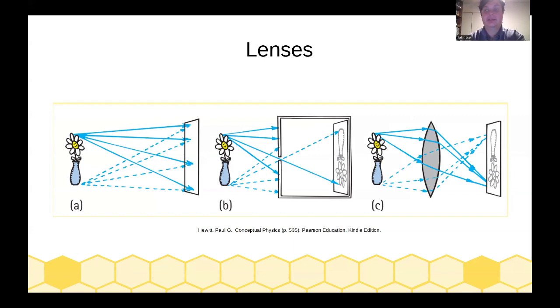So one of the things that is useful is that we have lenses in our eyes which take light, which is essentially parallel, and focus it onto our retinas, which is how we're able to see light, even though our eyes are a lot smaller than the world around us.